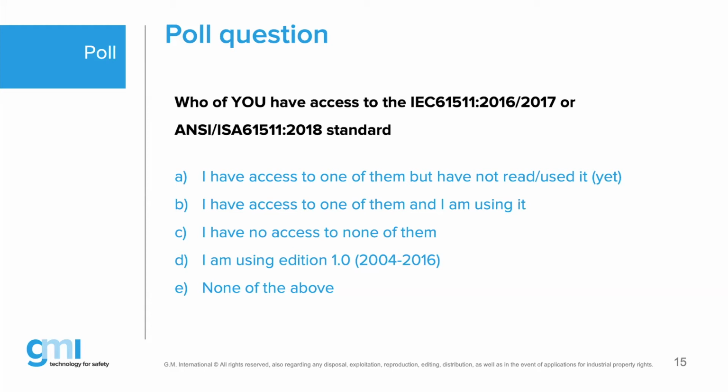And then we have 25%, one fourth of the entire attendance, who said they have access to one of them and are using it. So I just hope you're using the correct one and not one of the older revisions. And the top answer, answer A, was: have access to one of them, but have not read or used it. And typically I say the following. It doesn't matter how many good books you have in your library. If you don't read them, if you don't use them, it doesn't make sense to refer to them. I know we all have a stressed life.